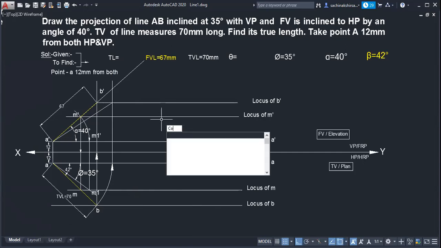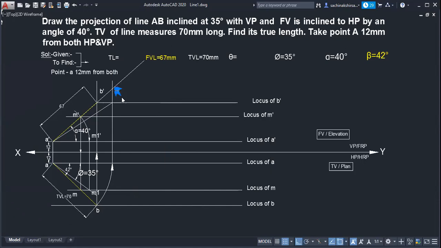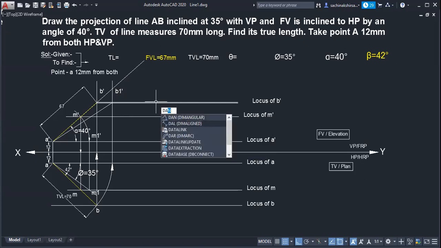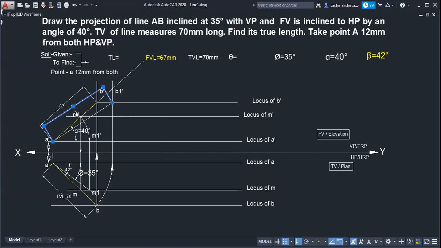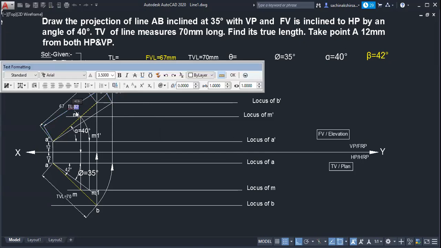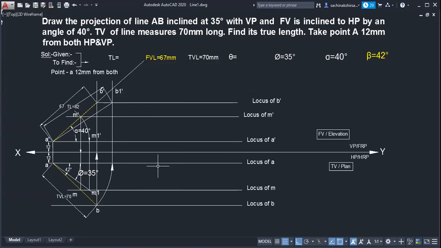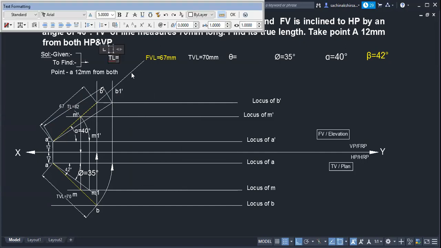Tell me your true length. 82, 83, 81. Three answers are coming. 82 is the correct answer. If you got 82, it is correct. The exact answer is 82, but 83 or 81 we can also take as correct, no issue. One mm plus or minus. So the true length is exactly 82 mm.